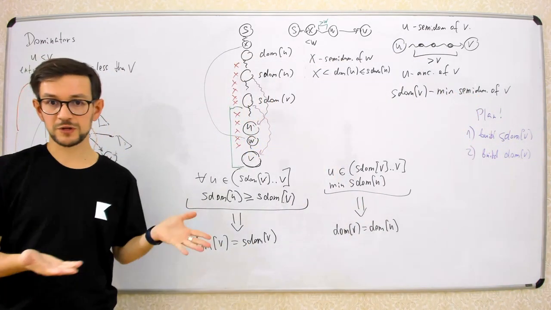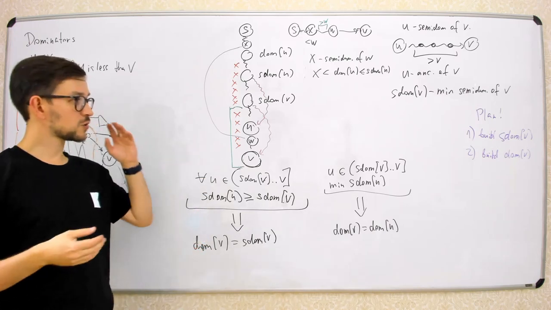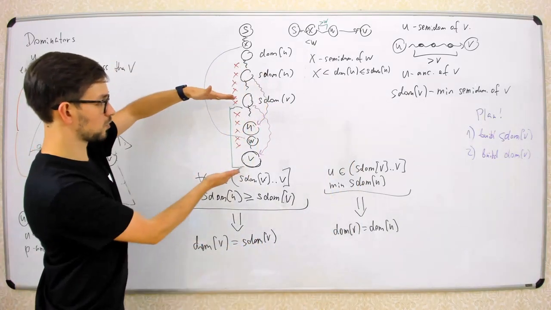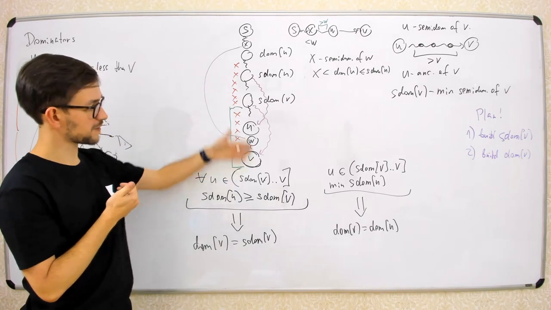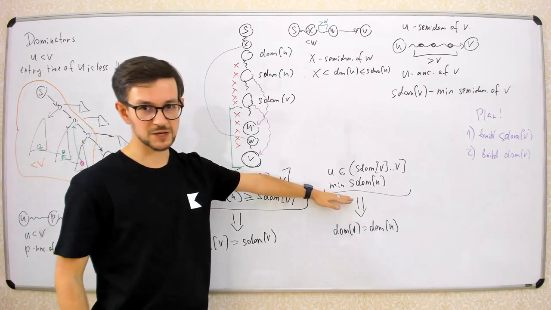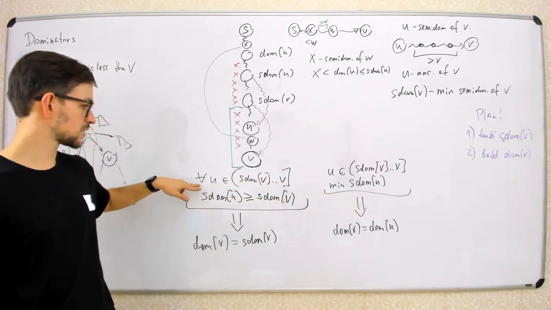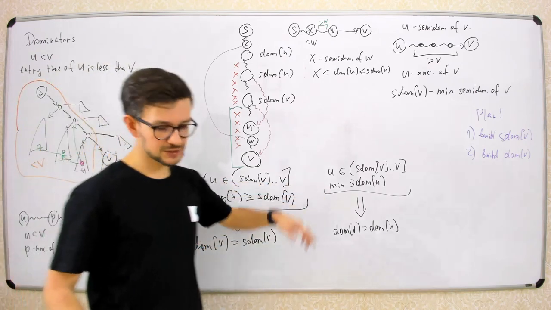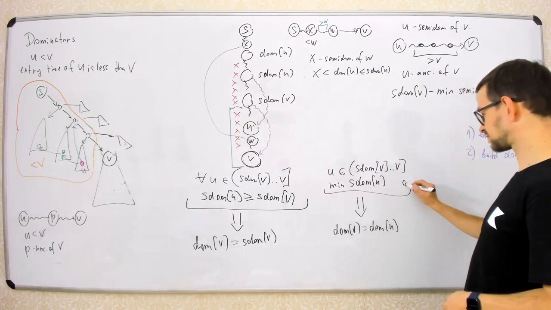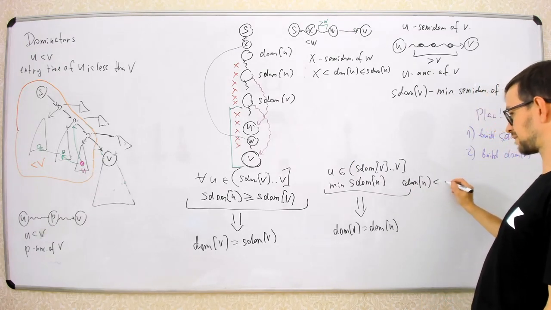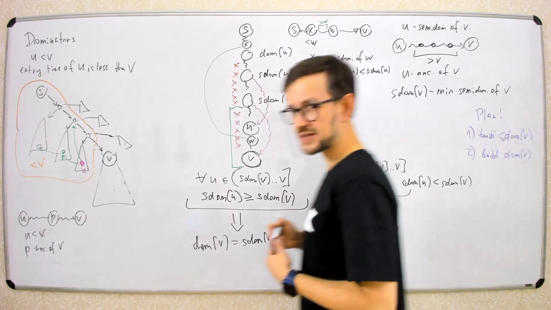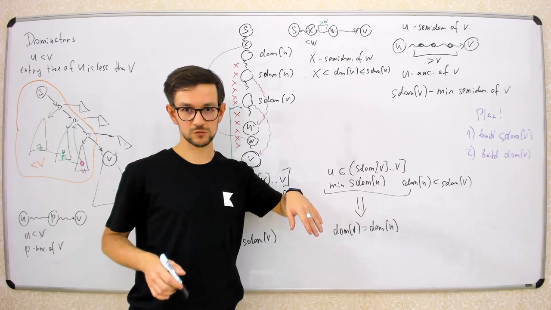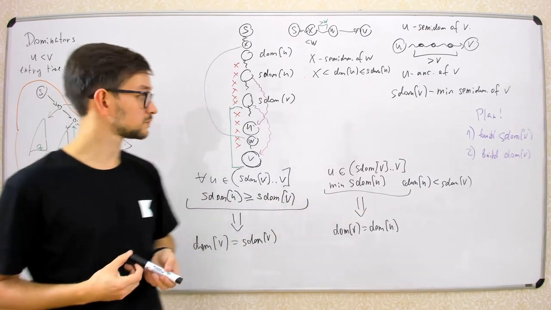And now we have the algorithm for building the dominators from the semi-dominators. So if you know the semi-dominator, how do you find the dominator? You take a node V, look at this path of your tree, and in this path, you find the node with minimal semi-dominator, call it U. If it is greater or equal than semi-dominator of V, then dominator of V equals semi-dominator of V. If it is less than semi-dominator of V, then you just assign the same value as the value of U. That's all.